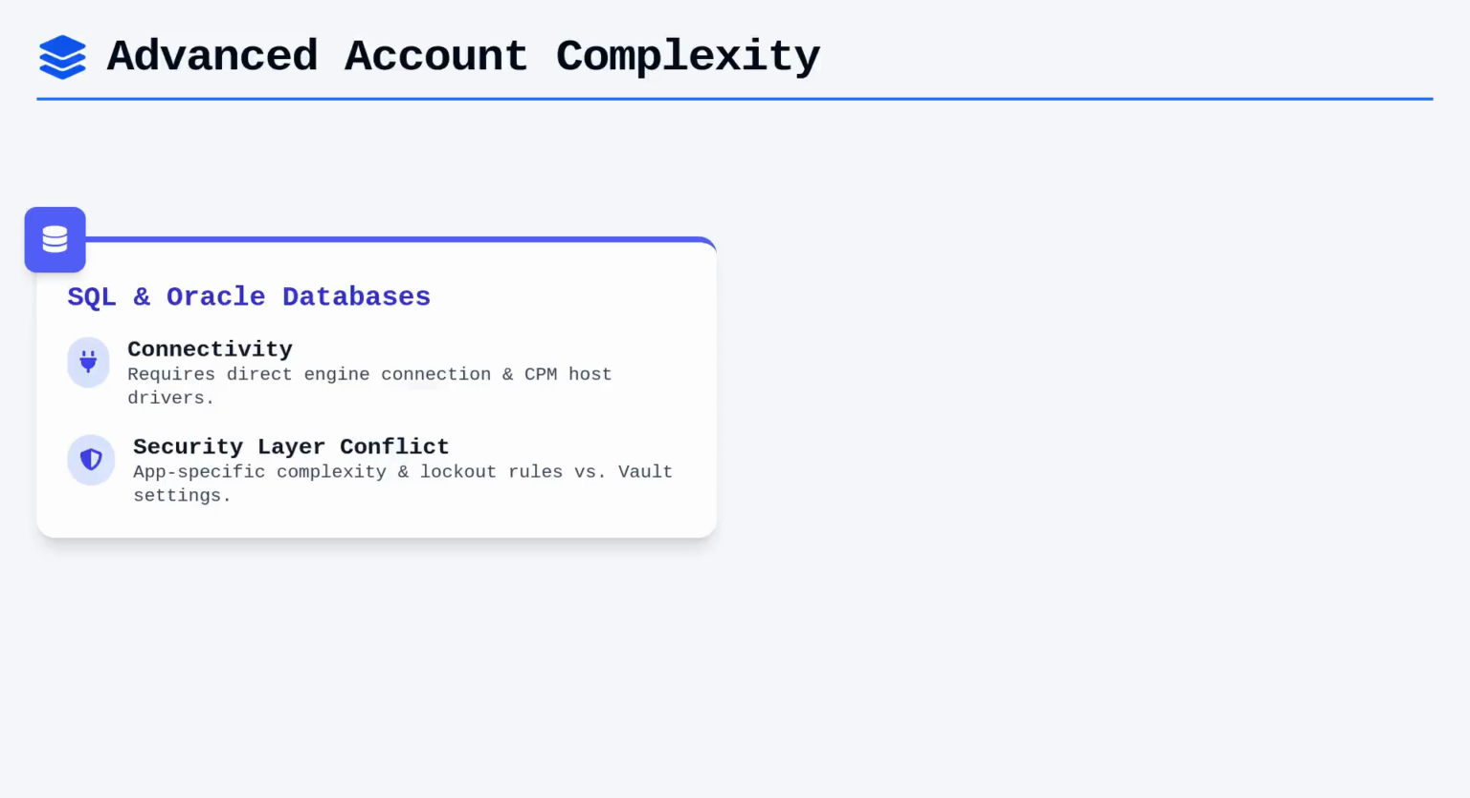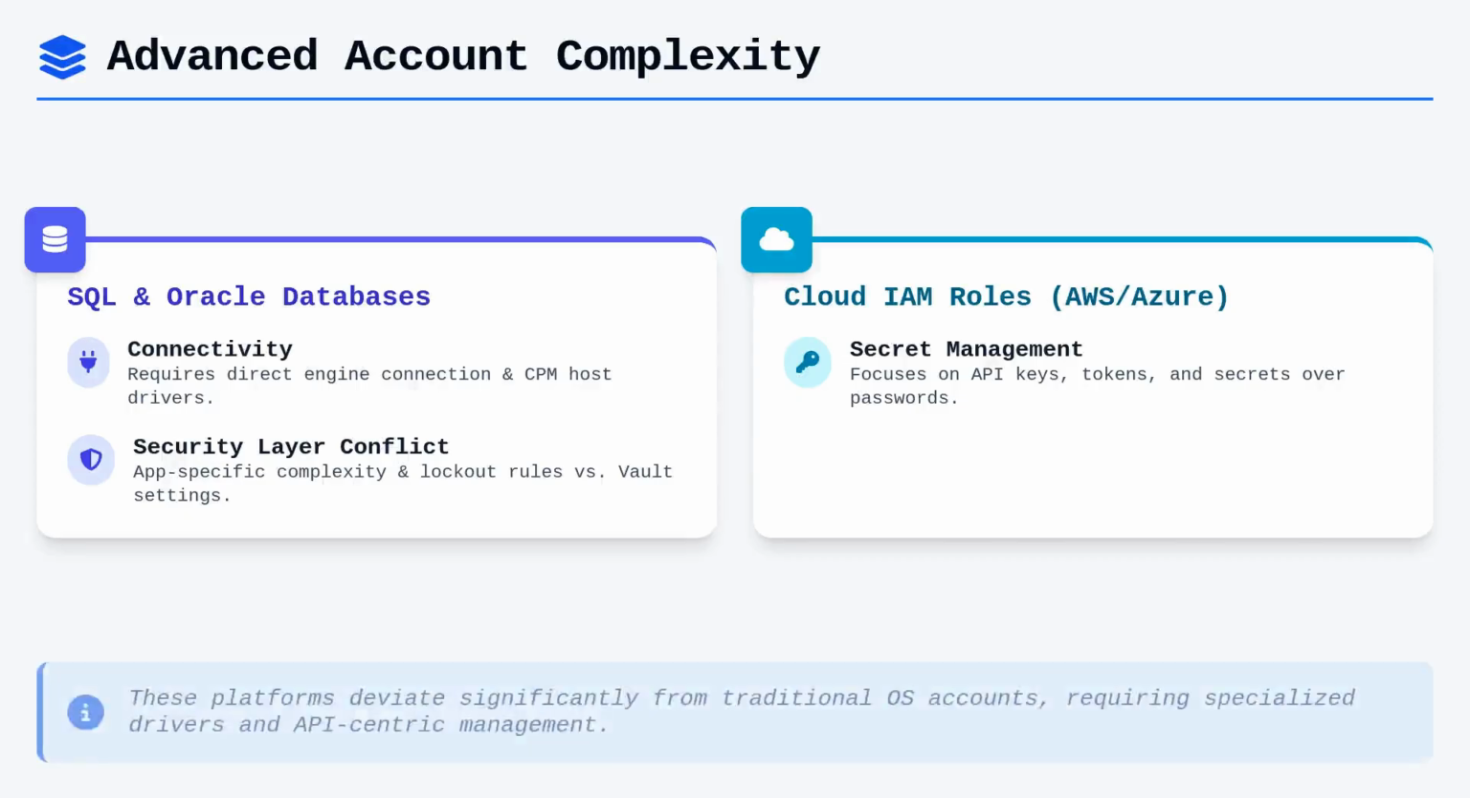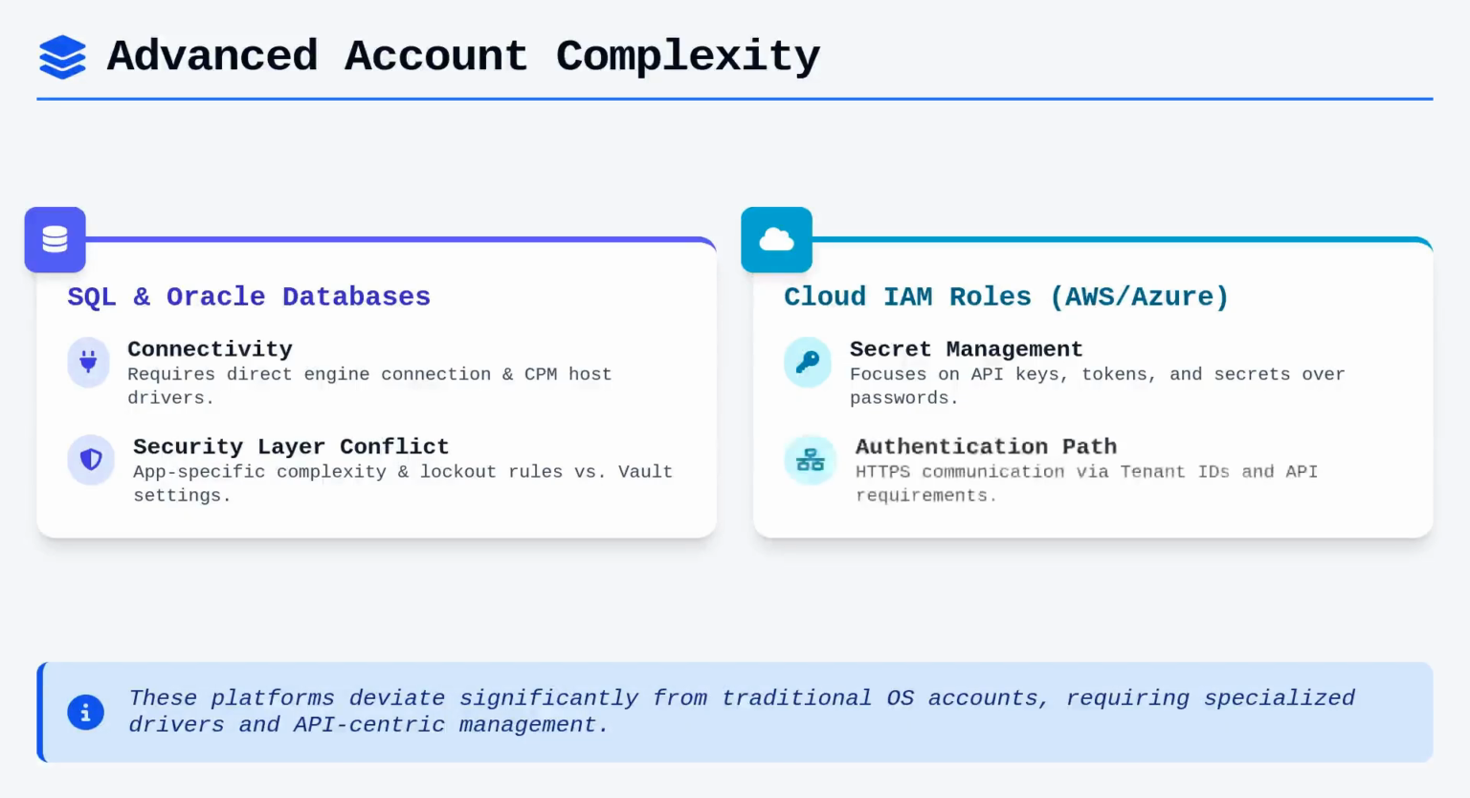With cloud IAM, such as AWS or Azure roles, you are typically managing secrets, tokens, or API keys rather than a standard system password. These cloud resources often necessitate communication over HTTPS, and the account properties must accurately reflect the specific API requirements or tenant identifiers needed to authenticate the management request through the cloud provider's front door.